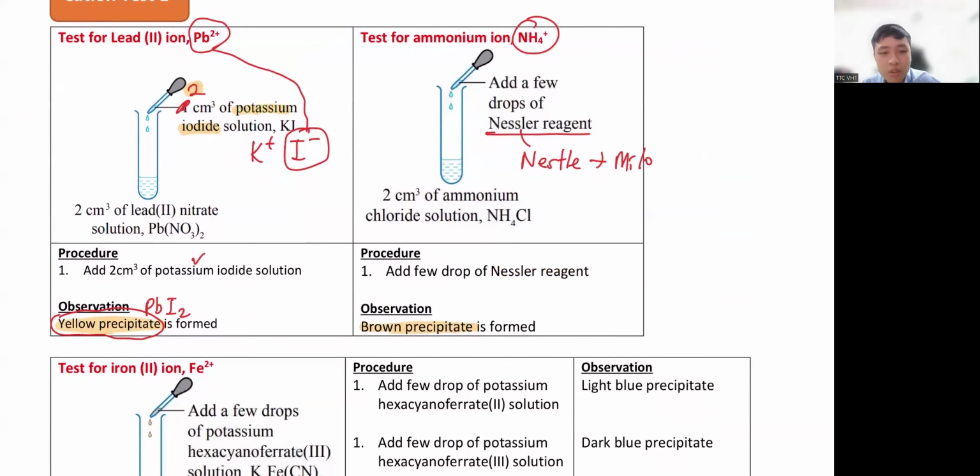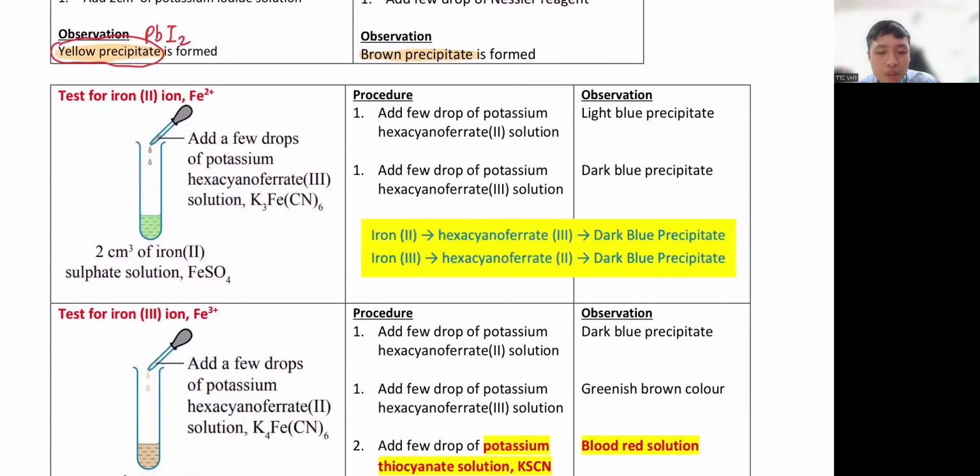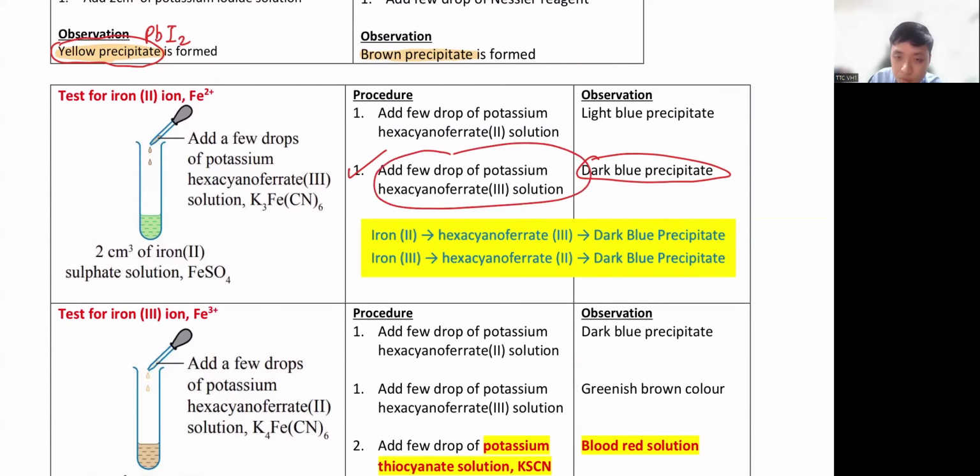So this is for Pb2+: you add potassium iodide, you get yellow precipitate. For NH4+, you add Nessler's reagent, you get brown precipitate, okay? After that, Fe2+: add a few drops of potassium hexacyanoferrate solution, then you get dark blue precipitate, okay? I believe in Form 1 Chapter 1 this was also covered.